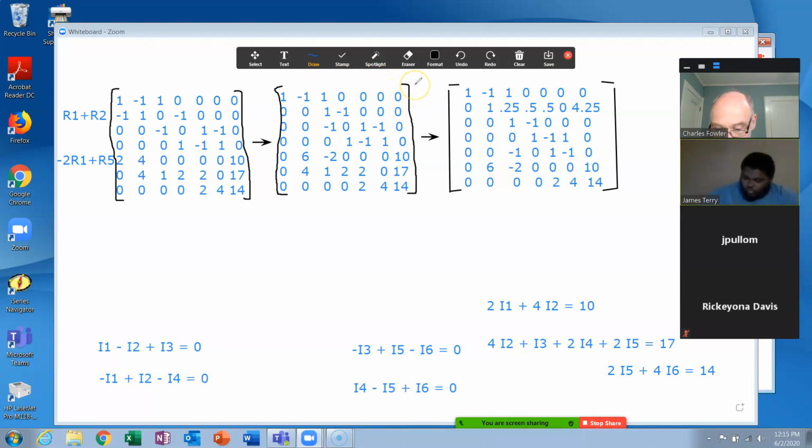What I'm going to do is row 2, that's supposed to be an R. Row 2 plus row 1.